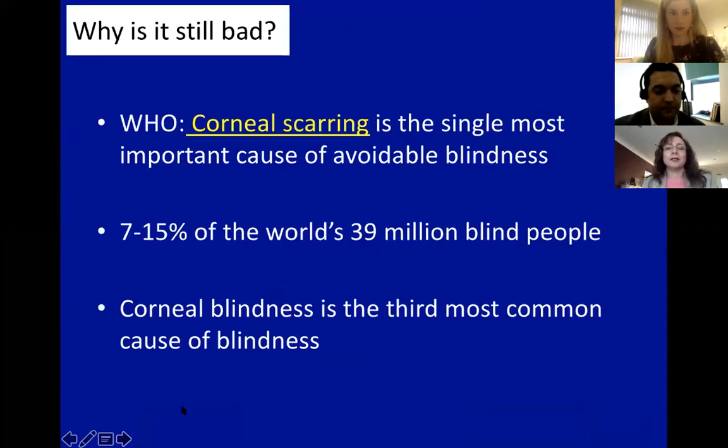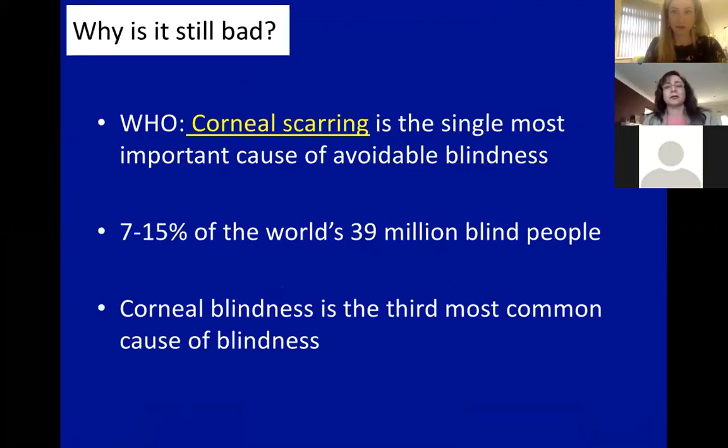So why is infectious keratitis considered very bad? We know from the WHO reports that corneal scarring is the single most important cause of avoidable blindness. Almost about 15% of the world's 39 million blind people is due to corneal infection, and it is the third most common cause of blindness altogether.